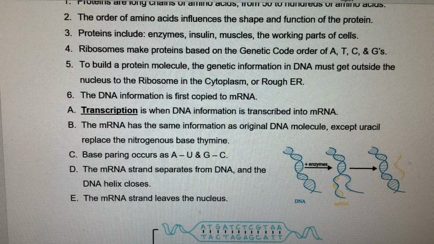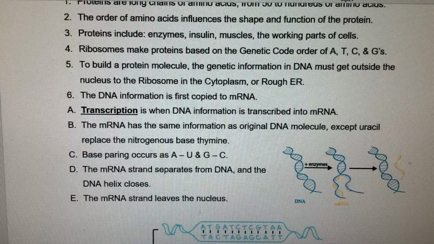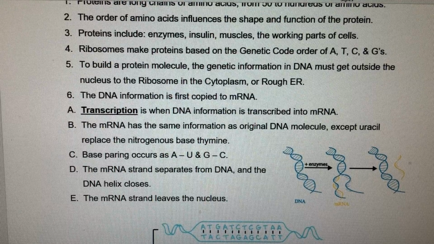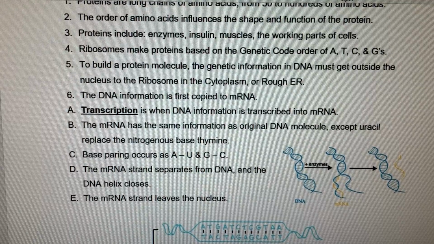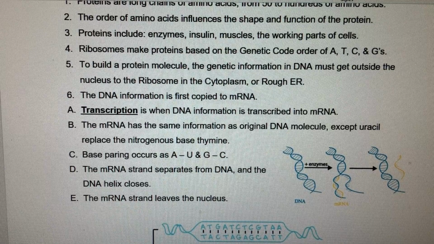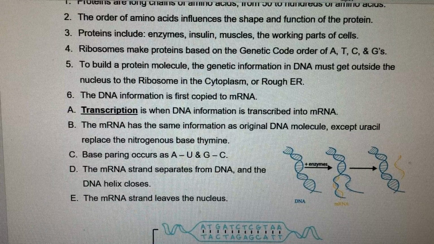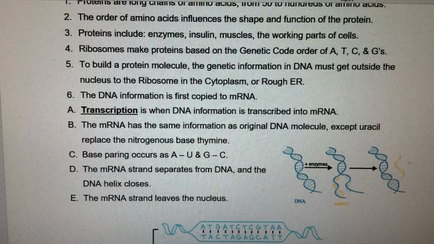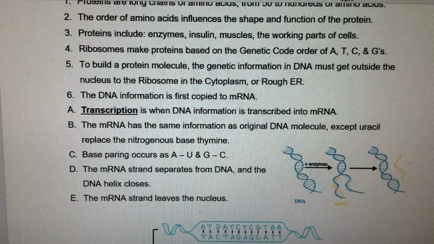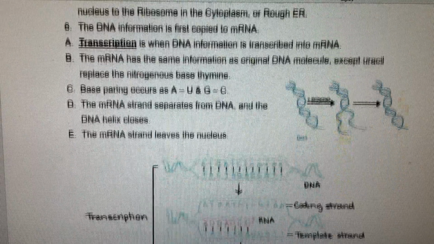Transcription is when DNA information is transcribed into a mRNA molecule. The mRNA has the same information as the original DNA molecule, except uracil replaces the nitrogenous base thymine. The base pairing occurs as A goes with U and G goes with C. The mRNA strand separates from DNA and the DNA helix closes, and then the mRNA can leave the nucleus.